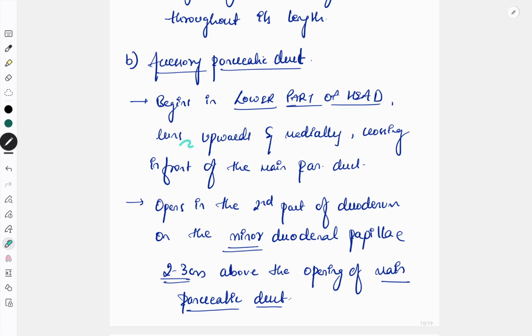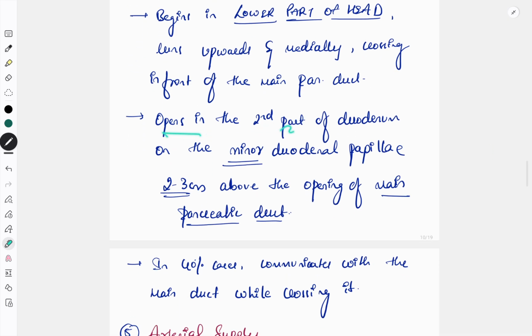Okay, so it begins at the lower part of the head, runs upwards and medially, crossing in front of the main pancreatic duct. It crosses the main pancreatic duct. Then it opens into the second part of the duodenum. This also opens into the second part of the duodenum, but on the minor duodenal papilla, whereas the main pancreatic duct was opening on the major.